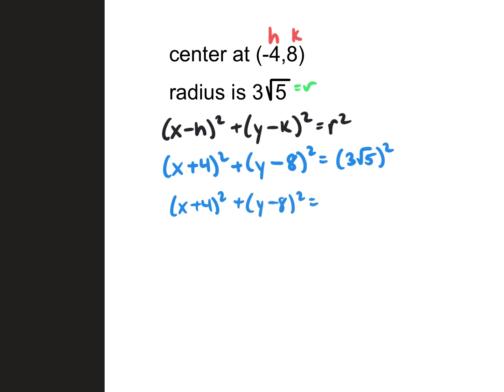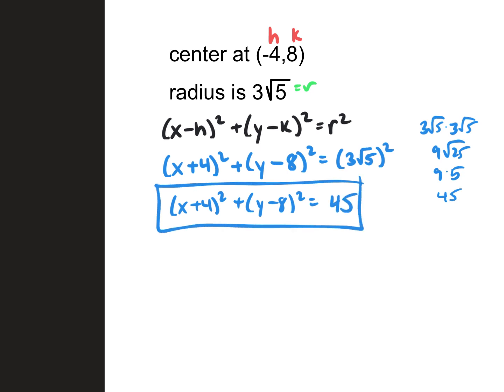So remember how to square these things. Remember, squaring is taking it times itself. So 3 radical 5 times 3 radical 5 would be 9 radical 25, which would be 9 times 5, which would be 45. And so there's your equation.